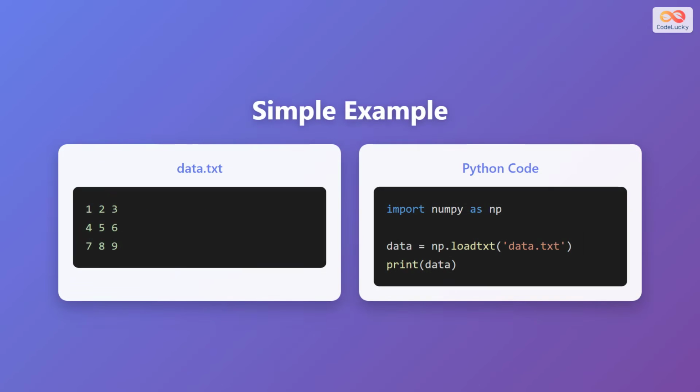Let's look at a practical example. Suppose you have a file called data.txt containing 3 rows of numbers: 1, 2, 3, 4, 5, 6, and 7, 8, 9. You can load this file by importing NumPy, calling np.loadtxt with the file name, and then printing the resulting array. NumPy automatically recognizes the structure and creates a two-dimensional array.